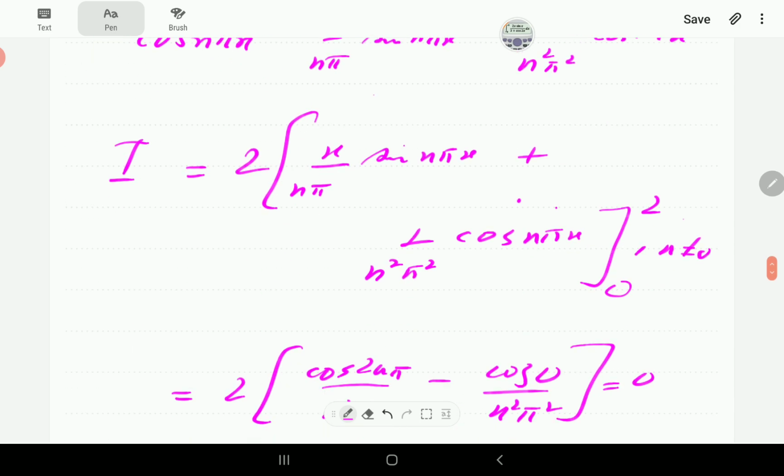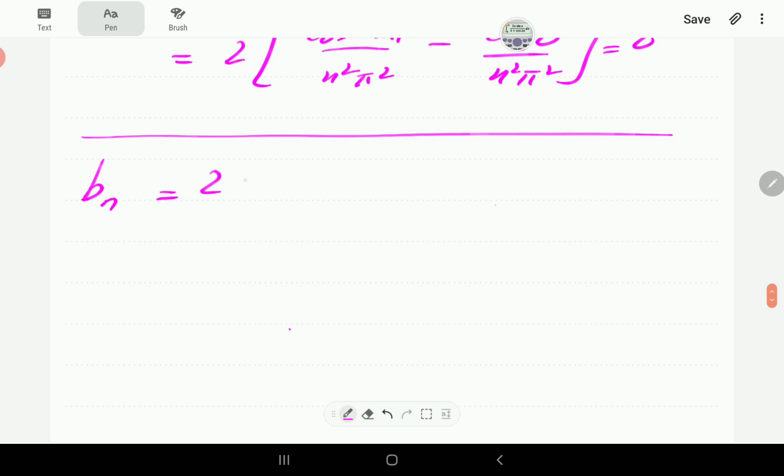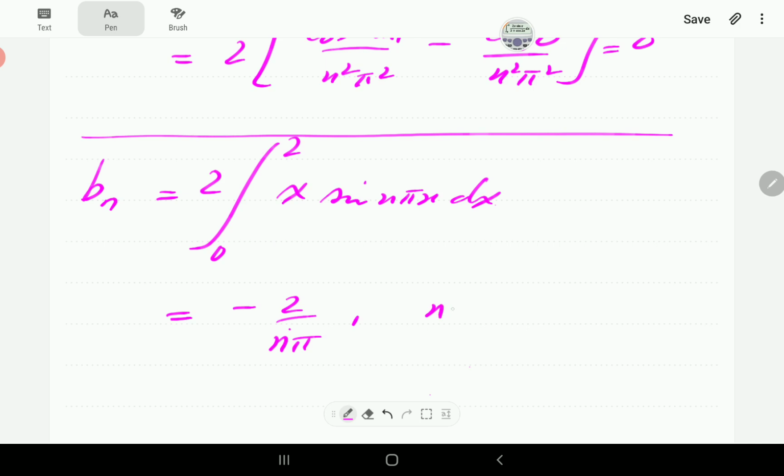Then for the b_n, we are going to have 2 times the integral from 0 to 2 of x sine n pi x this time. If you do the same integration by parts or tabular, then this is what we find. n must be different from 0.